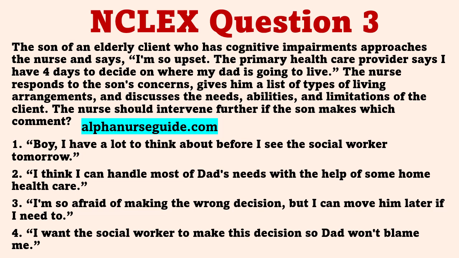The correct answer is 4. Expecting the social worker to make the decision indicates that the son is avoiding participating in decisions about his father. The other responses convey that the son understands the importance of a careful decision, the availability of resources, and the ability to make new plans if needed.